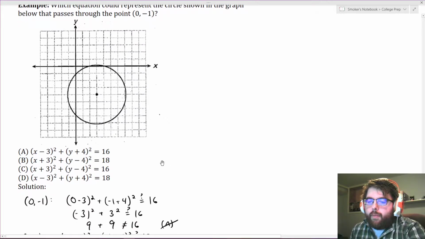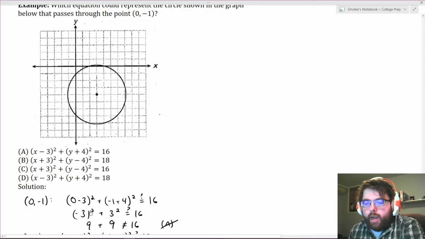So if I plug in 0, I'm going to get 0 minus 3, and I plug in negative 1, I'll have negative 1 plus 4. That's the equation they gave us. I'm looking at A, just this first one. So I get negative 3 squared. Now be careful with a negative 3 squared. That means negative 3 times negative 3, which is a positive 9. Negative 1 plus 4 is positive 3, so that's positive 9. 9 plus 9 is not 16, that's 18.